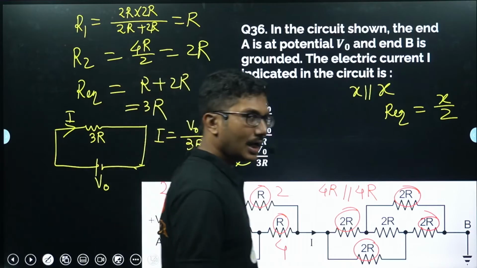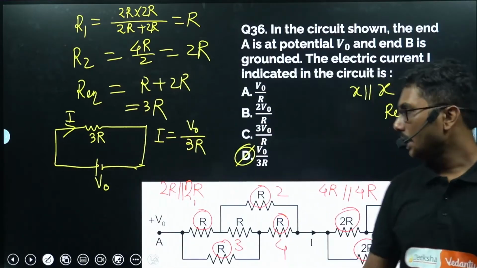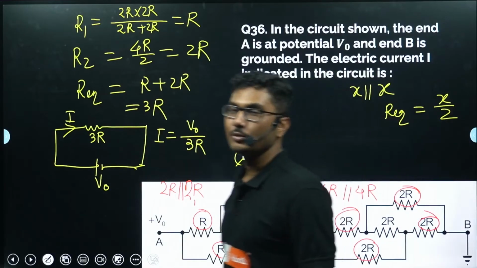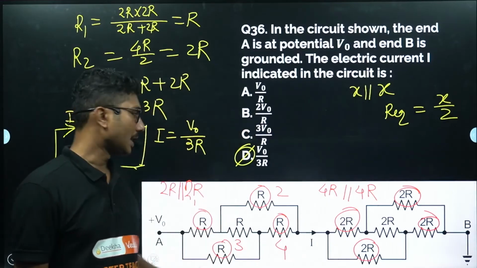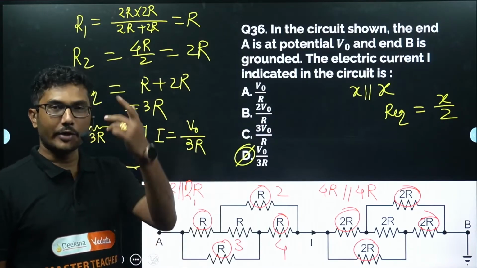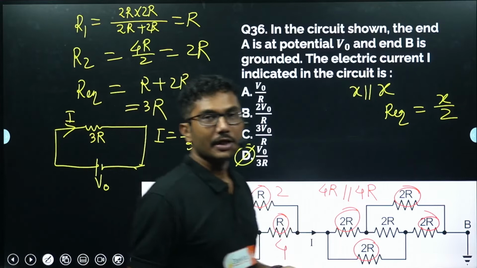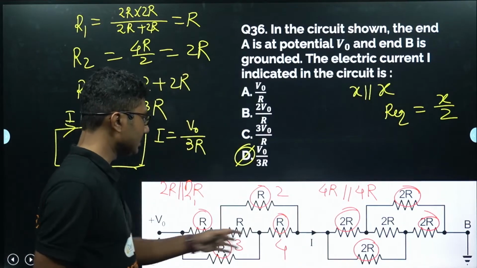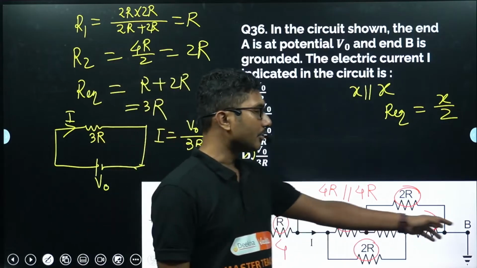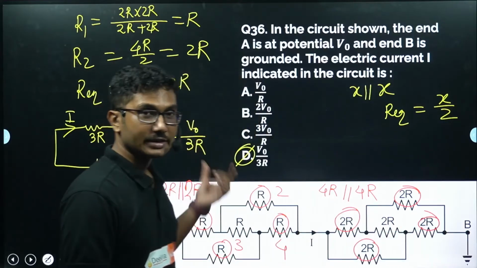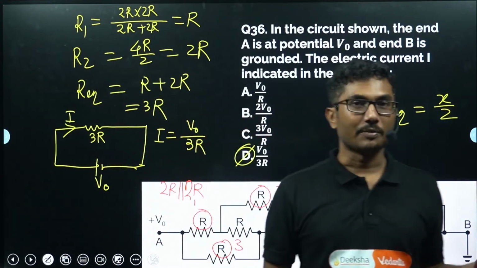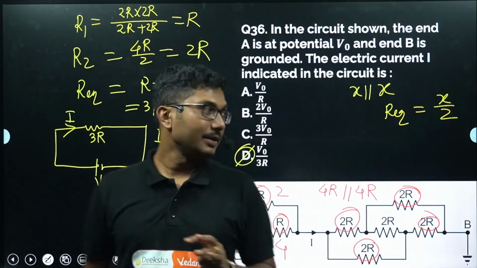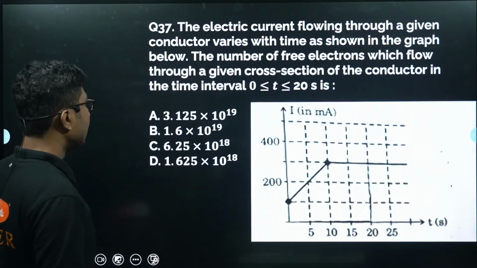So this one is the correct option. If you have practiced this, you can solve it in less than 1 minute. I can solve it in 20 seconds. Maybe you can solve it in 30 seconds if you practice it. I just see this circuit and say, okay, this is the equivalent resistance R, this is equivalent resistance 2R, total resistance is 3R, then V naught by 3R is the current. Right. Now, let's move on.